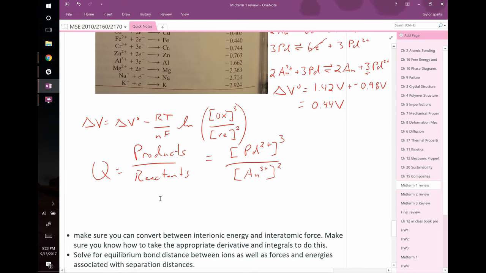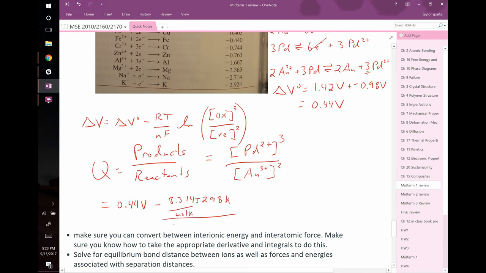So now we can go ahead and finish this. We can say, okay, E equals 0.44 volts minus 8.314 times, does it give us the temperature in the problem? Room temp? Okay, so 298 K, this is joules per mole K. This is all going to be divided by, how many electrons are involved in this reaction? 6 electrons times 96,500 coulombs per mole. This whole jumble here just gives you units of volts in the end, which is nice.